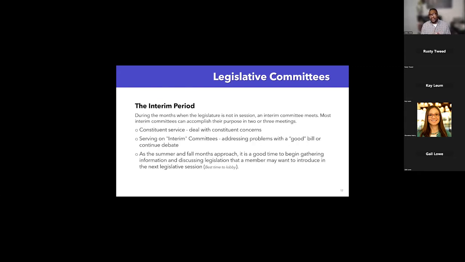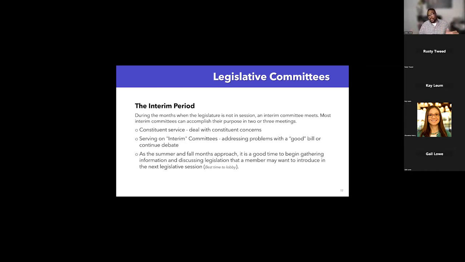And then I wanted to add this because not a lot of people think about this when they think about the legislature at large or the legislative committees. During the months, there's an interim period, and that is when the legislature is not in session. Most interim committees accomplish a few things in their meetings. They have about two or three meetings.